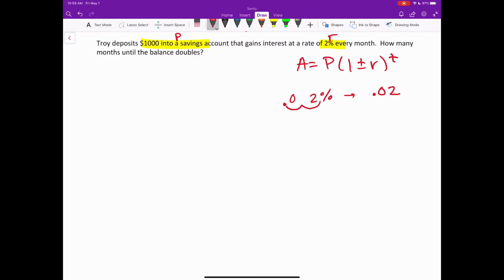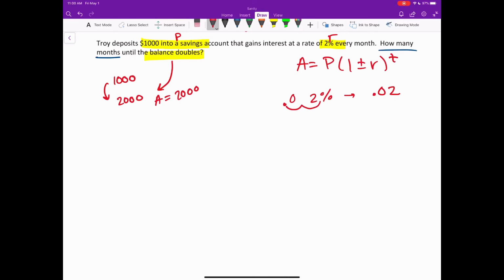How many months until the balance doubles? Okay, how many months? So again, that's what we're solving for. That's our time period. How many months until the balance doubles? Now we're not given an end goal of, you know, $2,000 or $3,000 or $5,000. It just says how long until it doubles. So if my initial amount is $1,000, well, doubling $1,000 would give me $2,000. So now I know that my A value has to be equal to $2,000.